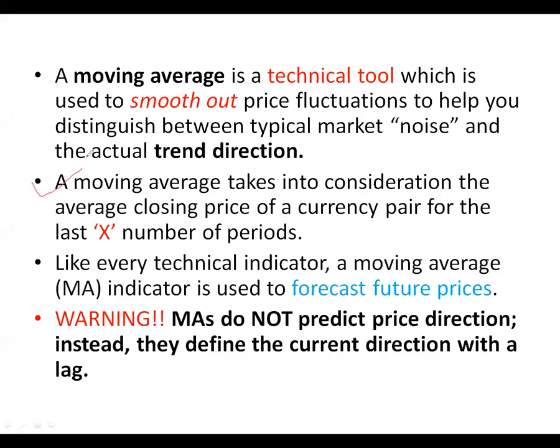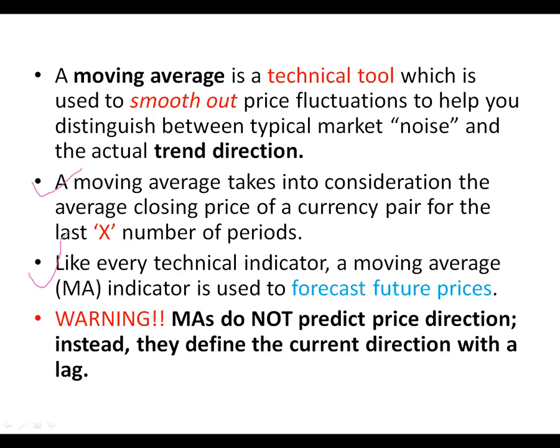So a moving average takes into consideration the average closing price of a currency pair for the last X number of periods. So the X there stands for a number. So if it is 10, it will be for the last 10 number of periods. So it means the last 10 candles, its closing prices. It adds that to give you the average movement of the currency pair. Are we good? Now, let's look at point number 3.